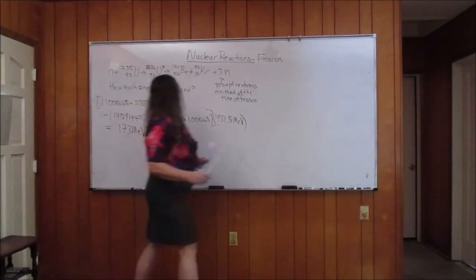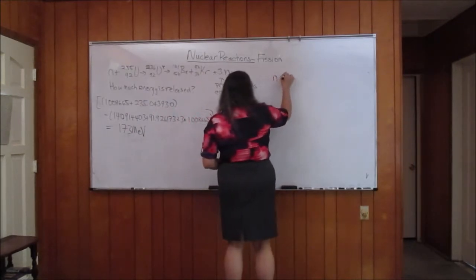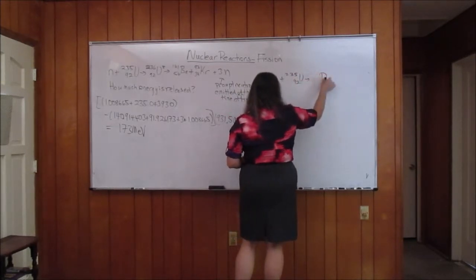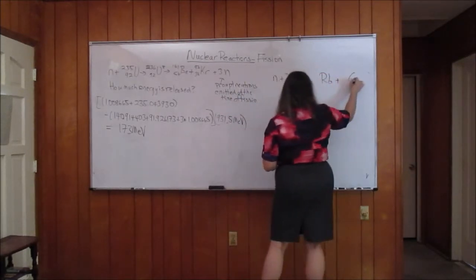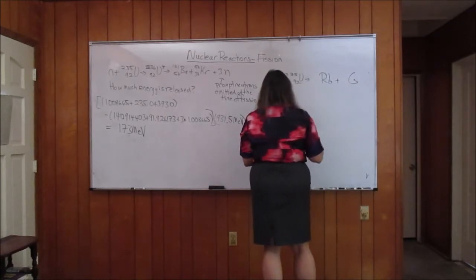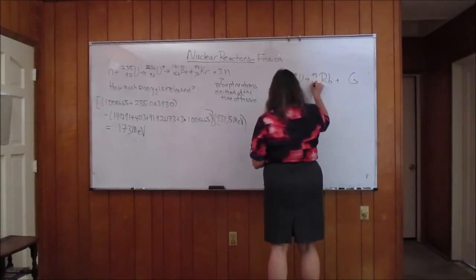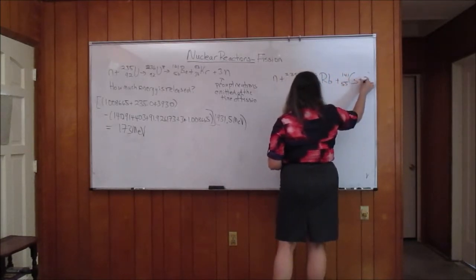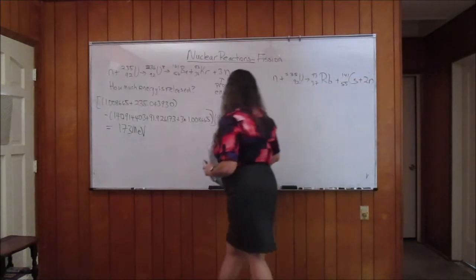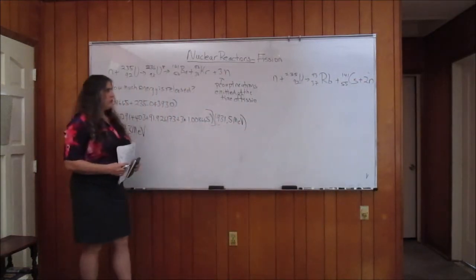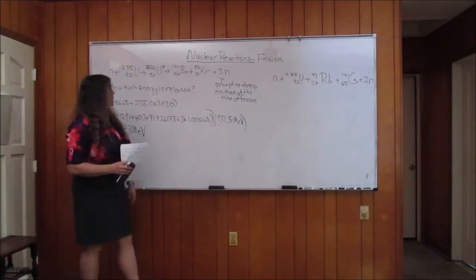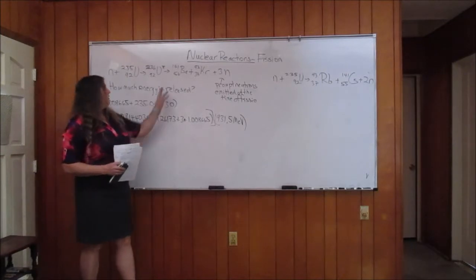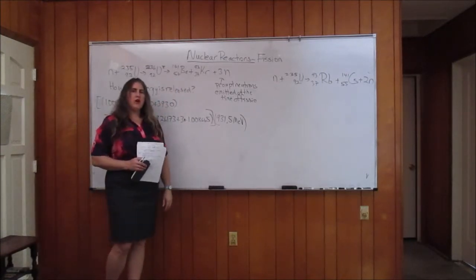Another way is it can break apart into rubidium and cesium, plus 2 neutrons. So how do you know which way a uranium nucleus is going to break apart? Well, you don't. Let's take a look at a diagram that shows the yields of the fission products.